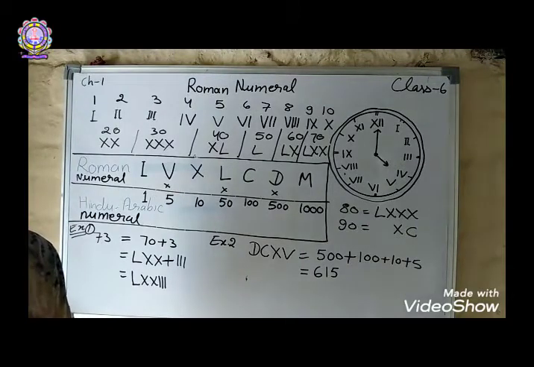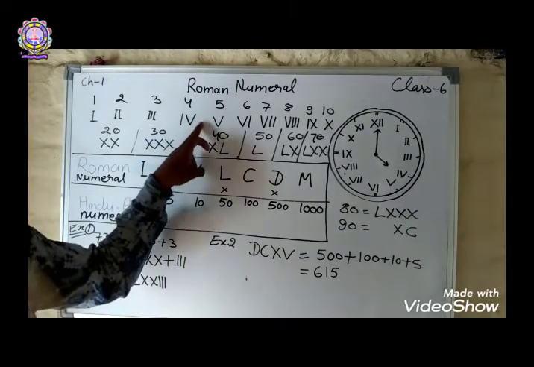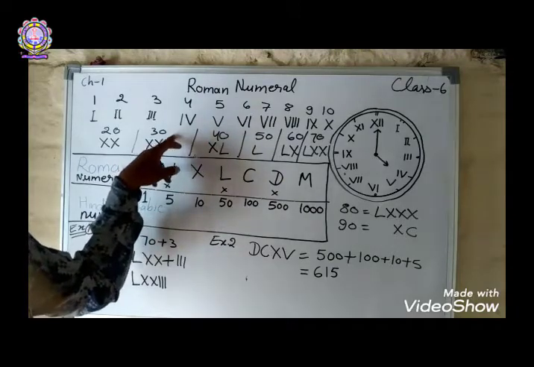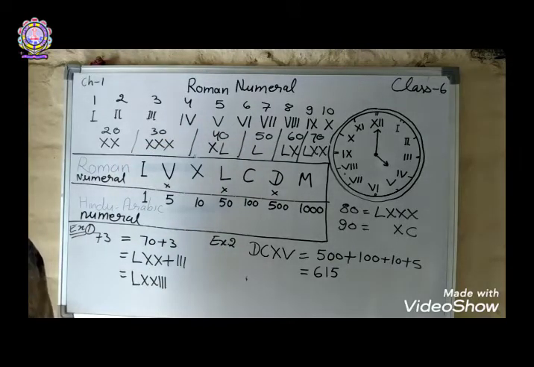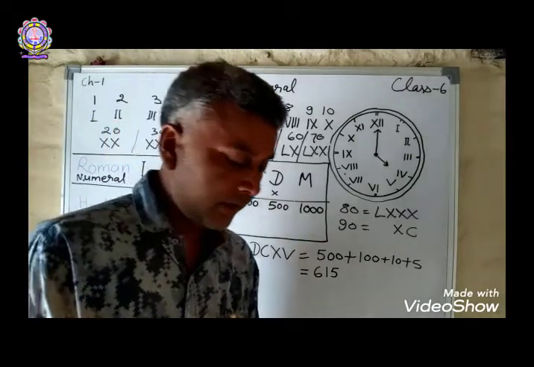And rule 3: when a symbol is written to the left, we subtract it. Here, I is written to the left of V. V is 5, I is 1. So 1 is subtracted from 5. So I hope you understand it.